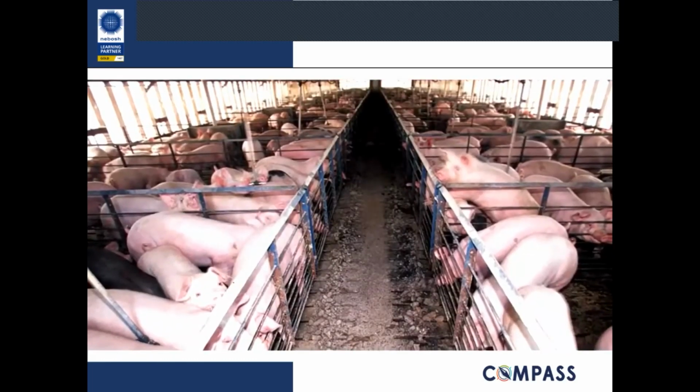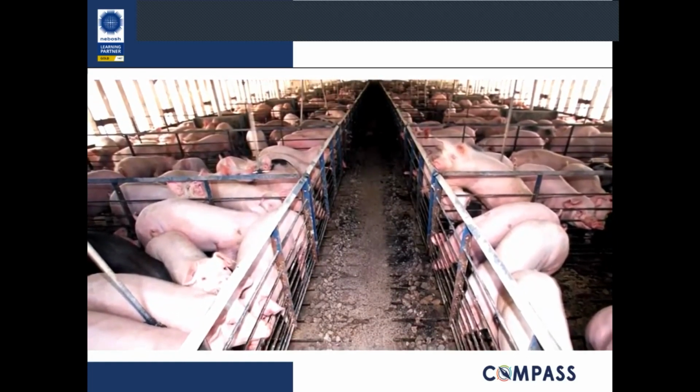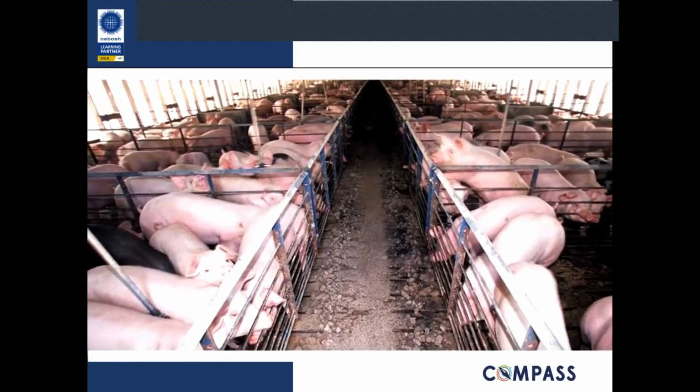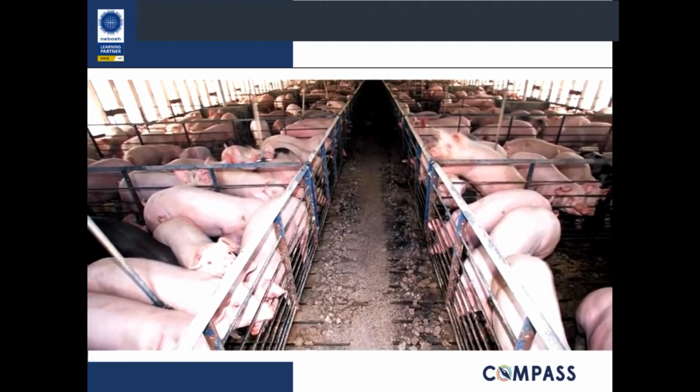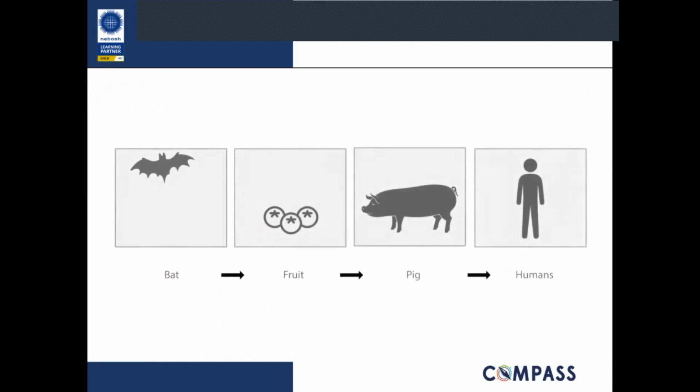When these pigs then were taken for slaughter and killed in the abattoirs, the slaughterhouses, the men who were involved in the pig killing got the infection from the pig. So it went from a bat to the fruit to the pig to the people who were killing the pigs, and up to 250 people died from this condition, a mortality of around 40 or 50%. And this occurred in 1998 and 1999.